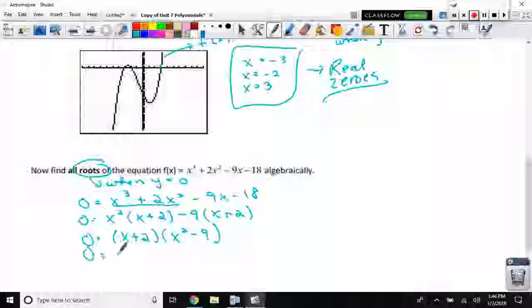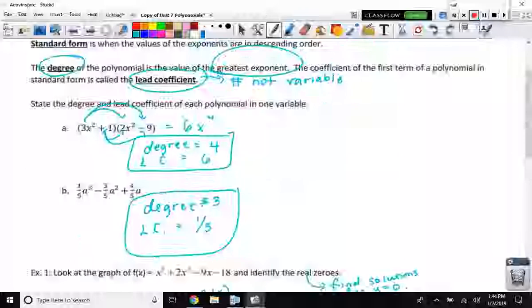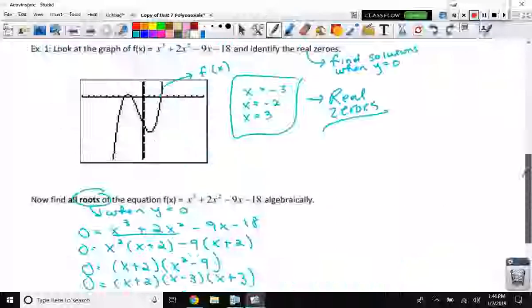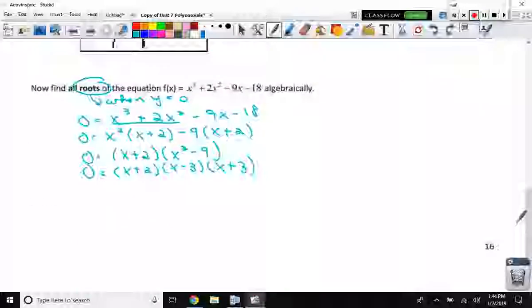So this becomes x plus 2 times x minus 3 times x plus 3. There's your dots. Or if you didn't get that, at this point you could have split these up and set that equals 0 and that equals 0 because it's quadratic. So you could do a quadratic formula or whatever on that. Okay? And now I got x plus 2 equals 0, x minus 3 equals 0, x plus 3 equals 0, so x equals negative 2, x equals 3, x equals negative 3.